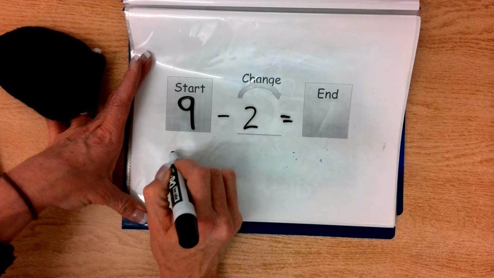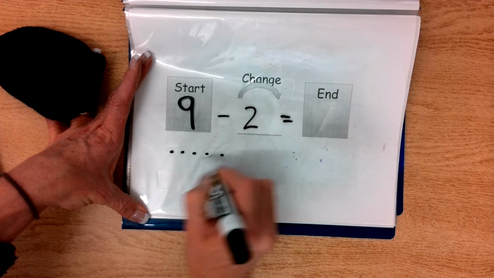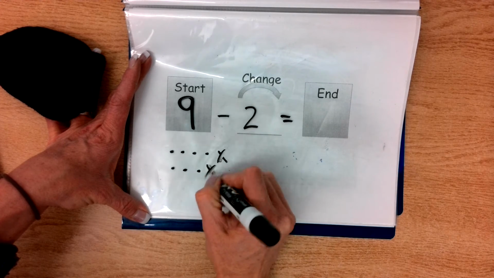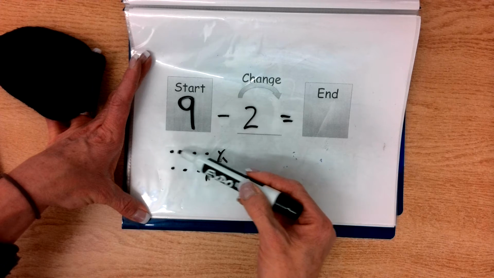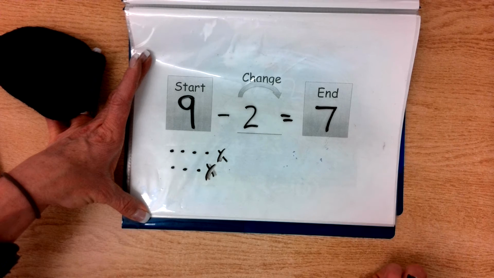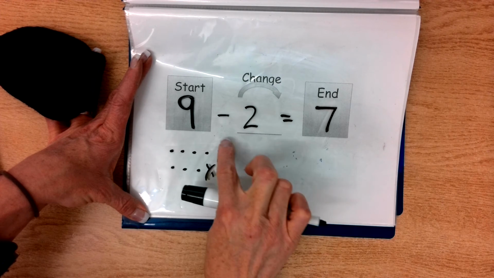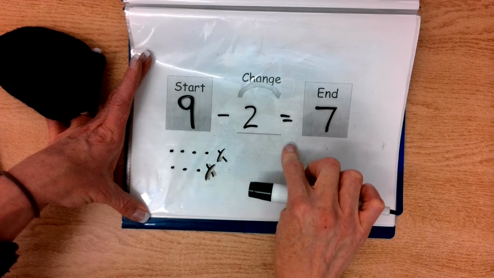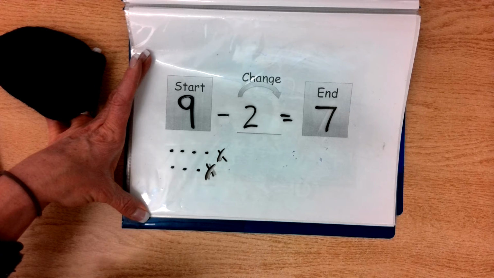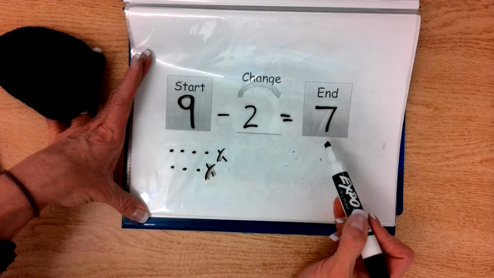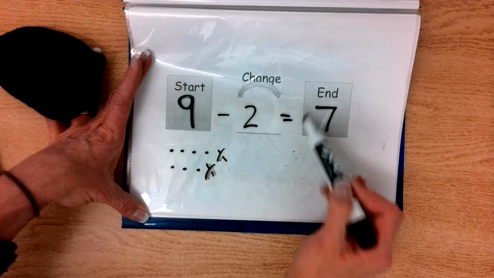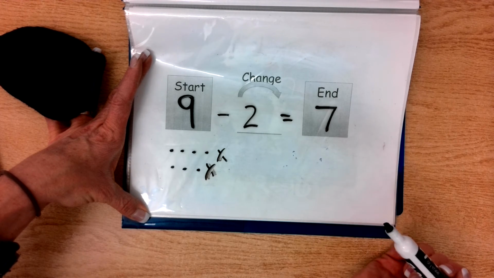So again, you might want to draw out 9 dots. 1, 2, 3, 4, 5, 6, 7, 8, 9. You're going to take 2 away. 1, 2, and how many do you have left over? 1, 2, 3, 4, 5, 6, 7. So what goes here? 7. How do you read this? 9 minus 2 is equal to 7. Good? And again, that means that what is on the left side is equal to what's on the right side. What is on the right side is equal to what's on the left side.